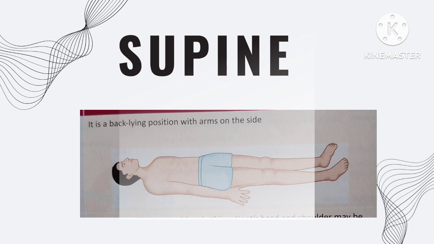The first one is the supine position. It is the most common. The description, as you can see in the image, is a back-lying position with arms at the sides. It is used in physical examination, resting, undergoing anesthesia, and lung biopsy. We can use this position in these situations.